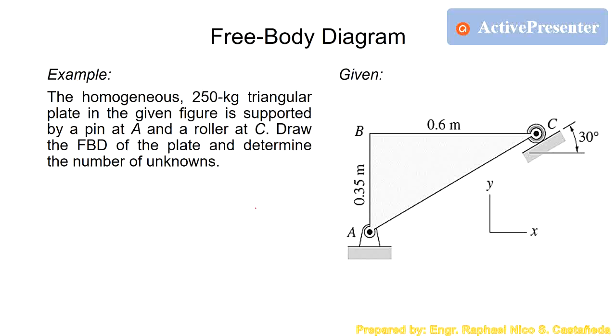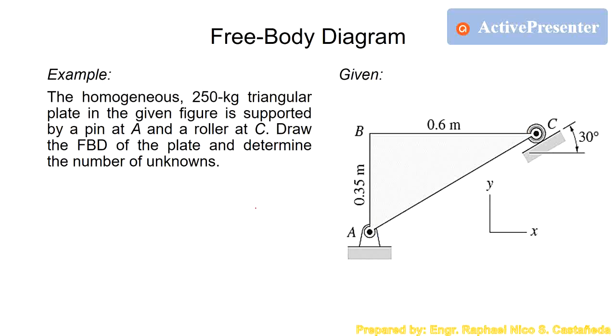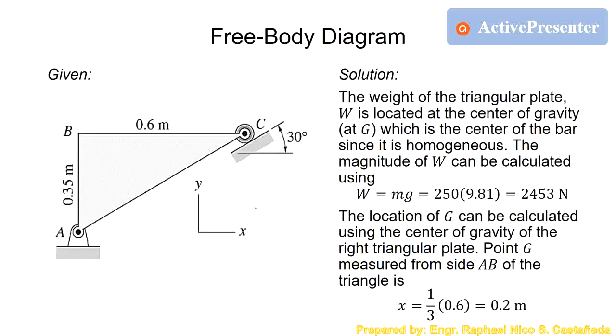The next one: a homogeneous 250-kilogram triangular plate in the given figure is supported by a pin at A and a roller at C. Draw the free body diagram of the plate and determine the number of unknowns. Let's first calculate the applied force, which is the weight of the triangular plate: mass, which is 250 kilograms, times 9.81, so that is 2453 newtons.